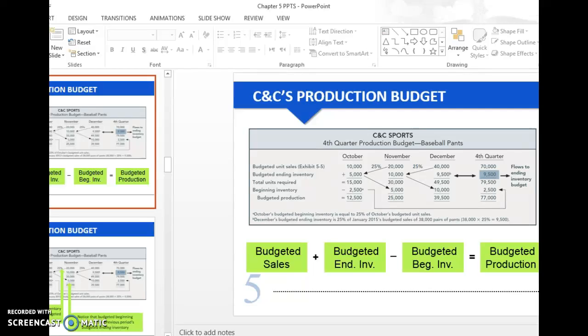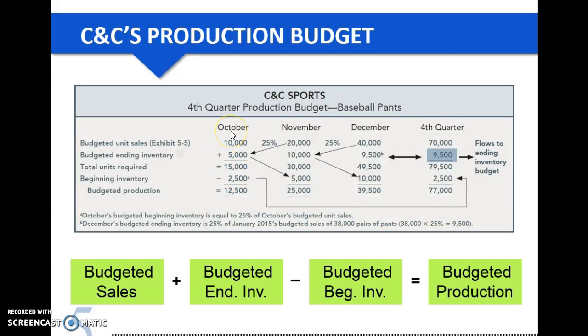to get the ending inventory for October, we will need to calculate 25% of November sales, which is the following month of October. So 25% multiplied with 20,000, you get 5,000. To get the ending inventory for November, you will have to calculate 25% of the December sales. So 25% of the December sales, which is 25% of 40,000, will give you 10,000. So 25% multiplied with 40,000, 10,000.